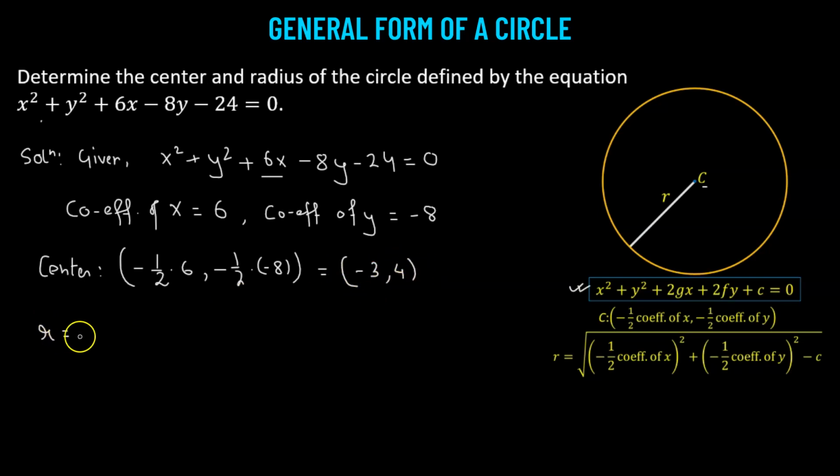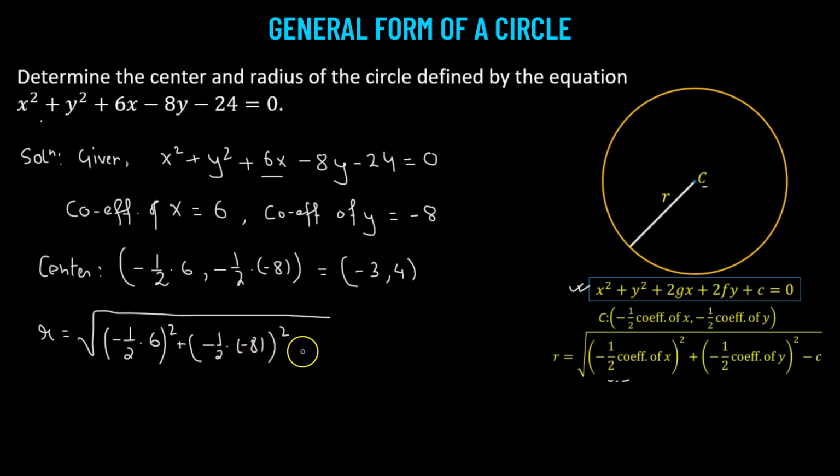Now let's find the radius of the circle. The radius is going to be the square root of, first, negative half times the coefficient of x, that's positive 6, which we are going to square. Add it to negative half times the coefficient of y, which is negative 8, and then we square this value. And from it, we subtract the constant term. Here the constant term c is negative 24, so we have to subtract negative 24. So let's find this value.